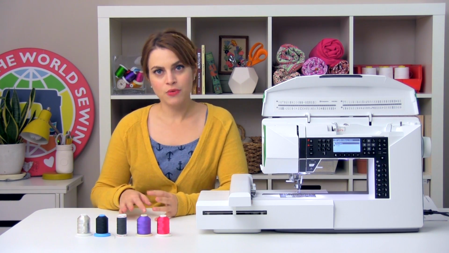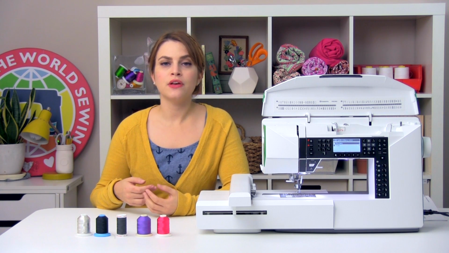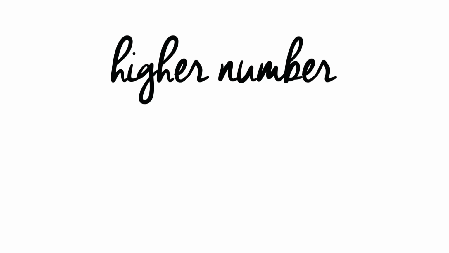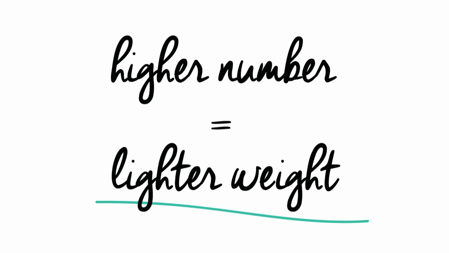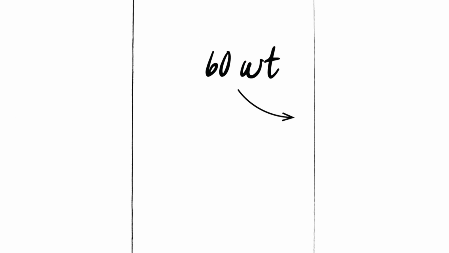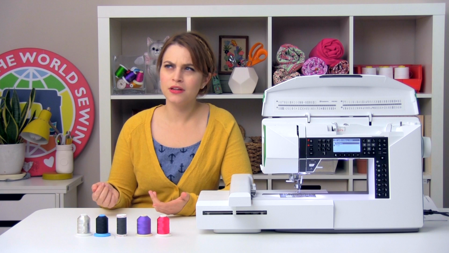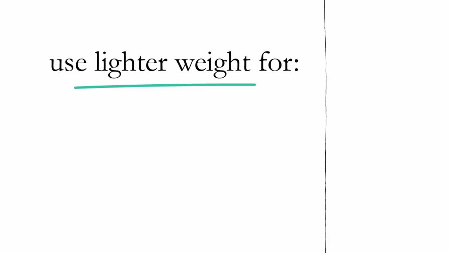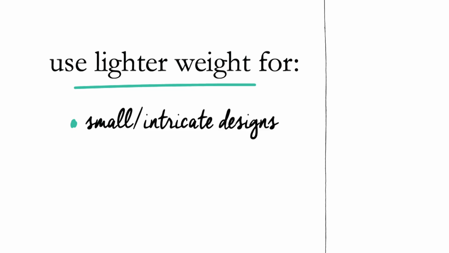But you might want to change the weight of your thread depending on what you're doing. So if you go higher in number, then you're actually going to get a lighter weight thread. So for instance, a 60 weight thread is going to be lighter weight than a 40 weight thread. So why would you want to use a lighter weight thread? Well, if you're embroidering something small or intricate and you need to be able to see the details, then a lighter weight thread is going to be less bulky and you'll probably be able to see the details better. Oftentimes also people use lighter weight threads in the bobbin. We'll talk more about that in a few minutes.